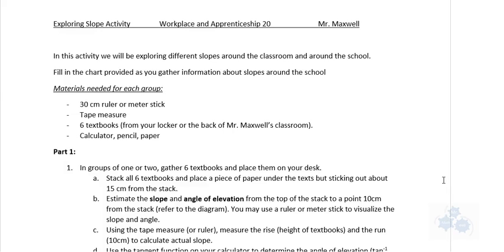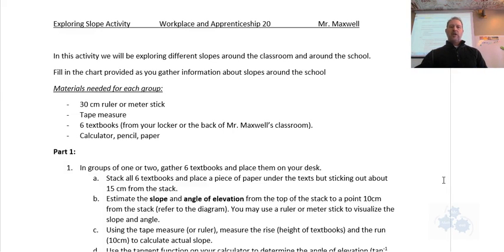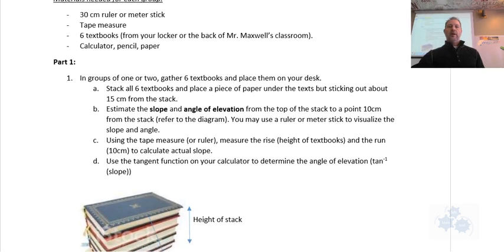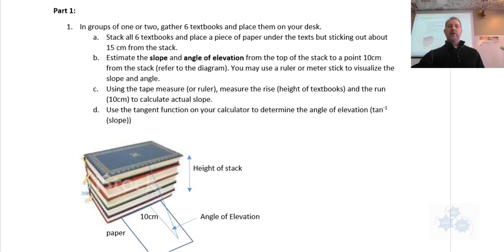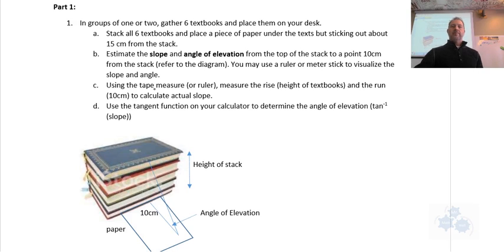Okay, so this is the slope activity. We're exploring slope. There's 3 parts. The very first part is we're talking about exploring slope and angle of elevation for a stack of books. Okay, so part 1, you have a stack of books.